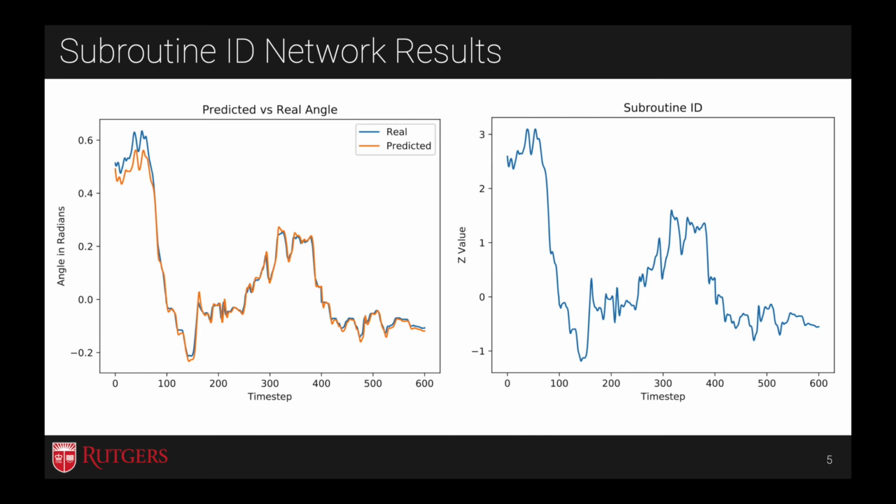Using the predicted subroutines from the manager network, the worker network predicts the steering angle of the vehicle. The graph on the left shows a comparison of the ground truth steering angle in blue juxtaposed with the predicted steering angle in orange for a portion of the Udacity data. Notice that the prediction follows the ground truth very closely. The graph on the right shows the corresponding predicted subroutine ID. Notice that it shows distinct values for different behaviors on a continuous scale.